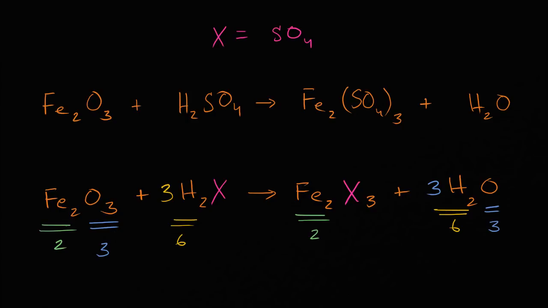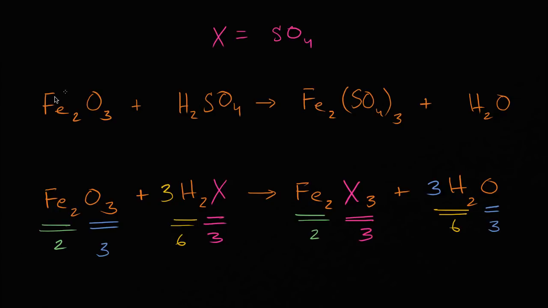Now let's see if we can balance the sulfate groups. So on the left-hand side, I have 3 sulfate groups. Let me do that in that magenta color. So I have 3 sulfate groups. And on the right-hand side, I also have 3 sulfate groups. So I'm all balanced. And if we want to unsubstitute, we just go back up here.